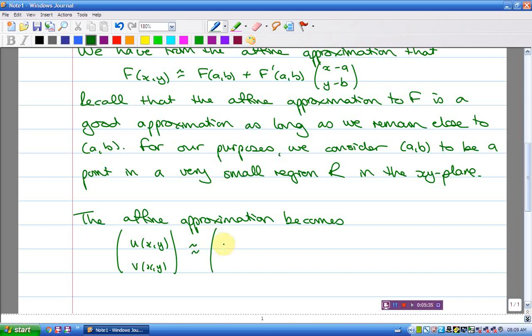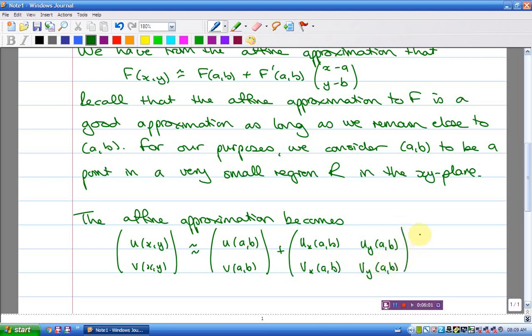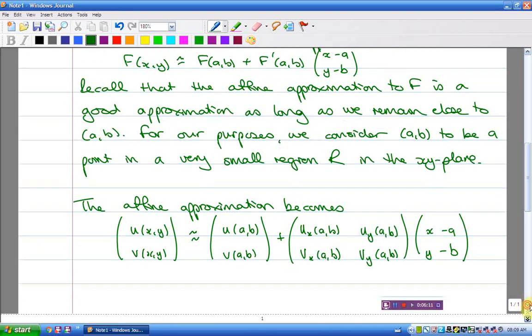Okay, so here we go. U at AB. So big F evaluated at AB obviously means that the component functions are evaluated there. The derivative matrix. So F dash is a derivative matrix. Okay, nothing new there. I'm simply expanding big F into its U and V components, which I could have kept as F and G.